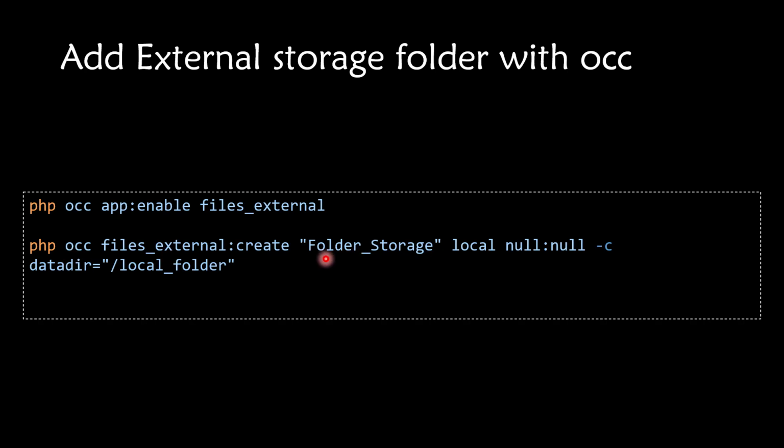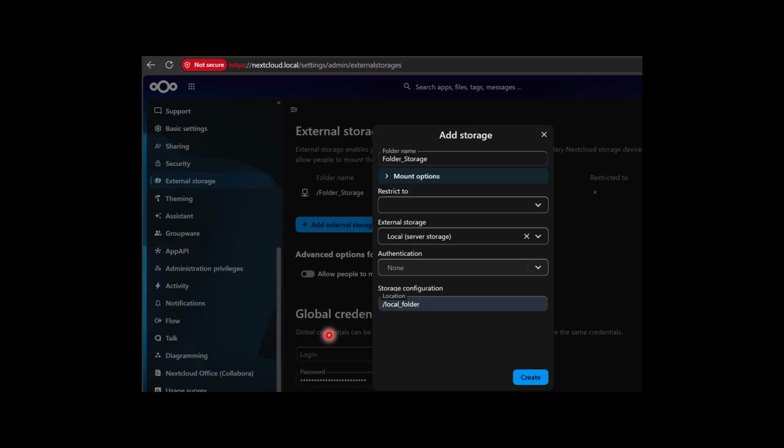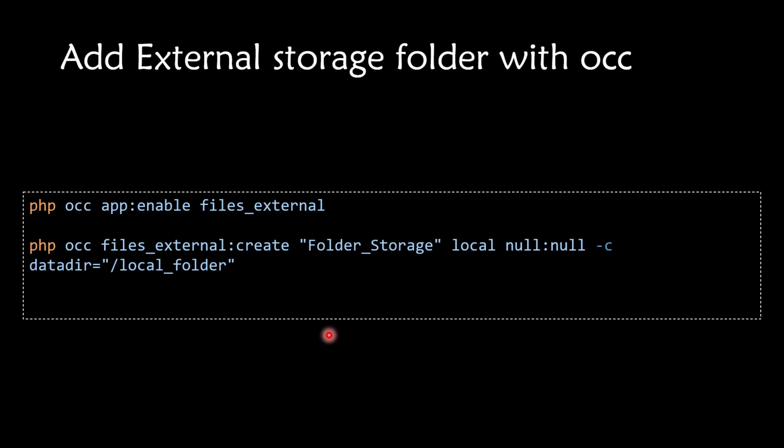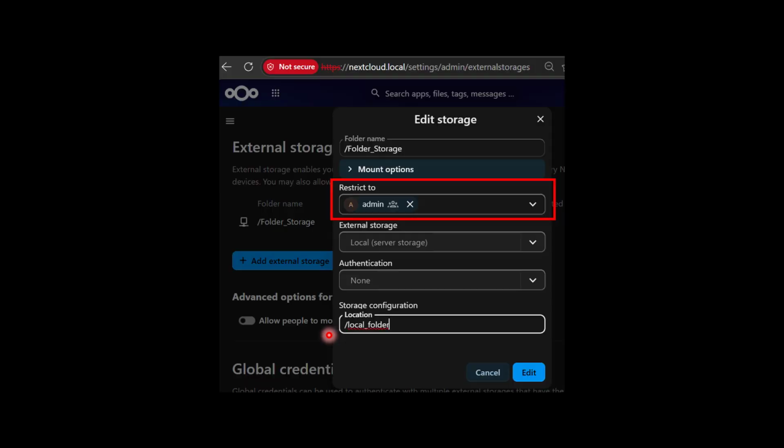The name of the storage is folder storage, it's of type local, and you don't need any authentication because it's a local folder. The data directory is /local folder, and that's it. Using these two simple commands, you can add your local folder as an external storage to Nextcloud. In fact, running these two commands is simpler than using the UI. Now let's talk about how to restrict access to the external storage you just created.